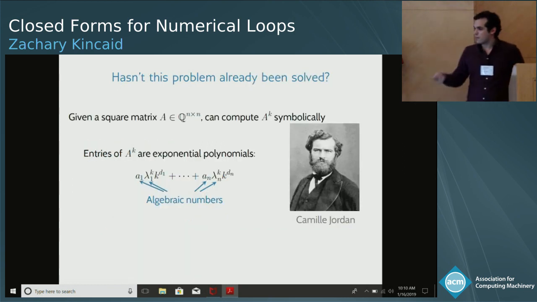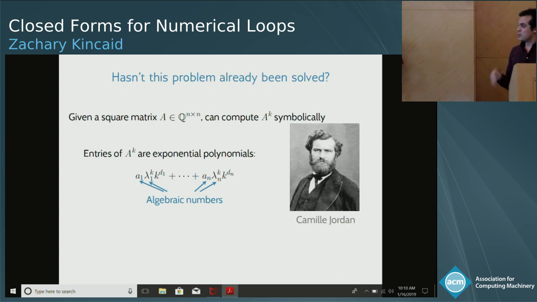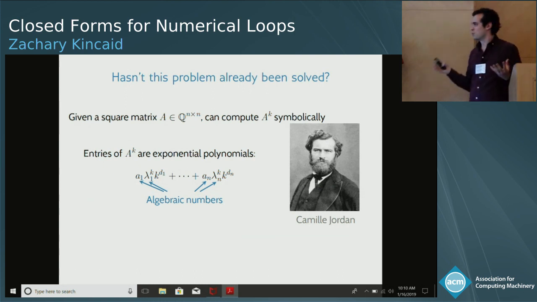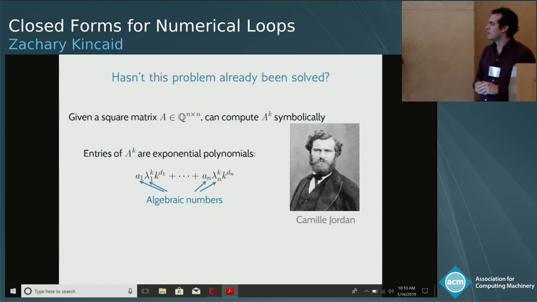All right, so hopefully I've convinced you that the problem is interesting. Now I'd like to convince you the problem hasn't already been solved. So as I said earlier, this has been studied for a long time. Surely mathematicians must have some answer to how to deal with iterated linear maps.